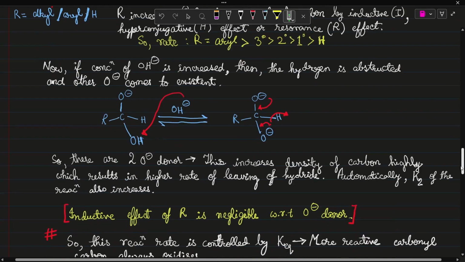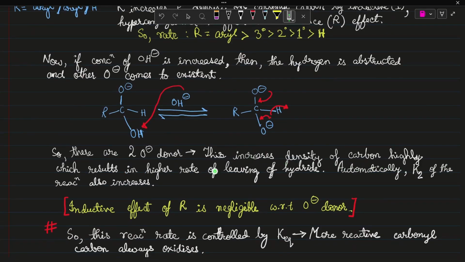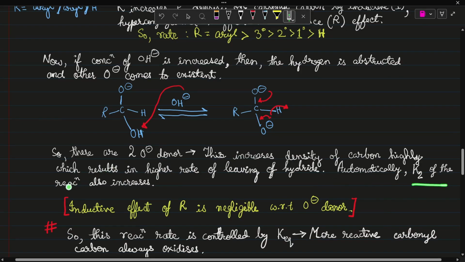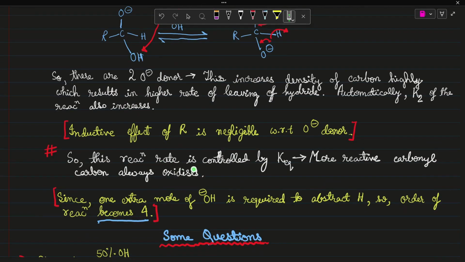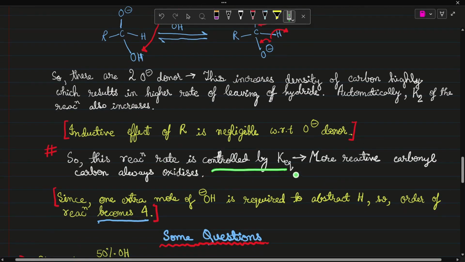So there are two O minus donors. This increases the density of the carbon highly, which results in a higher rate of leaving of hydride. Automatically, K2 of the reaction also increases. So the inductive effect of R is negligible with respect to the O minus donor. Obviously, the O minus donor is a resonance donor, right? So the inductive effect in front of the resonance effect is negligible. You all know that. So this reaction rate is controlled by the K equilibrium and not K2.